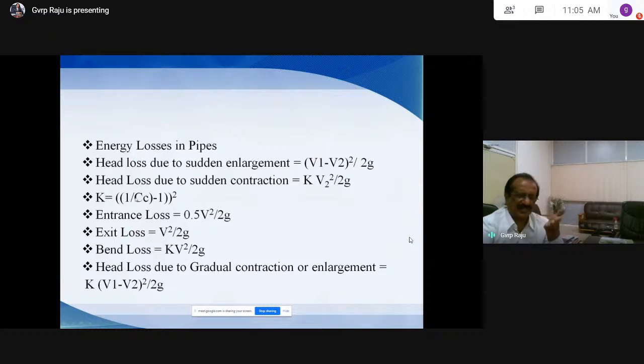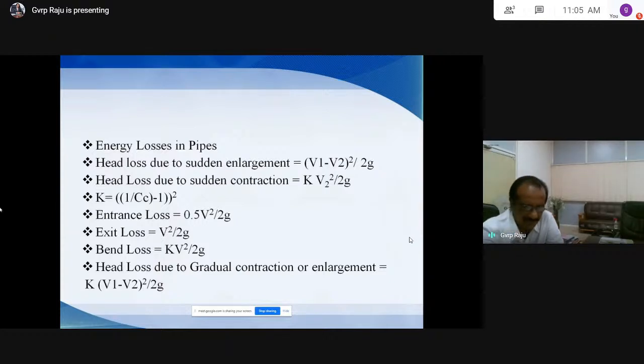The coefficient of contraction is again between 0.6 to 0.7, approximately 0.6. So when the value of K is not given, you can take 0.5. If Cc is given, let us say 0.6 to 0.7, you can find out the value of K and substitute here for arriving at the head loss due to sudden contraction. And then entrance loss.